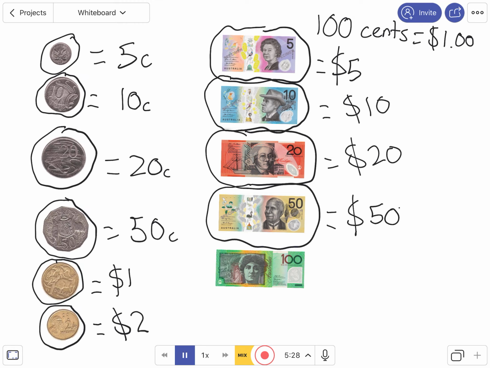And the last note we use in Australia is green, and it is the largest out of all of the notes. It has a picture of Nellie Melba, who is a famous opera singer in Australia. It has the number 100 at the top of it, and it has a value of $100.